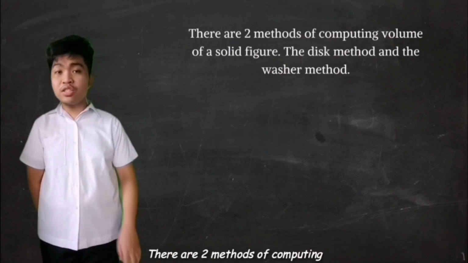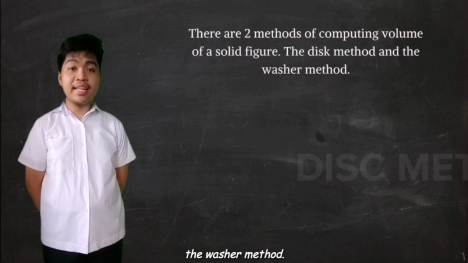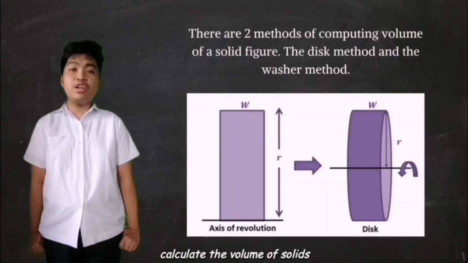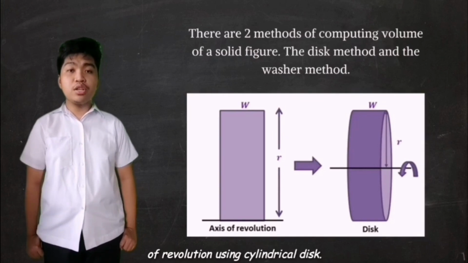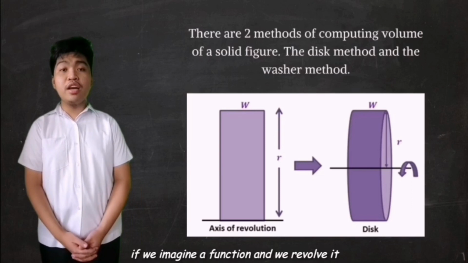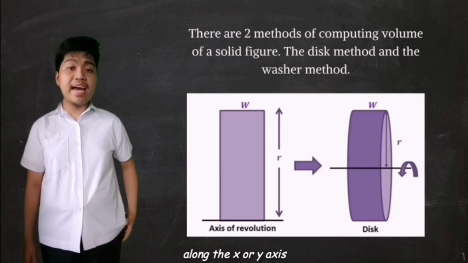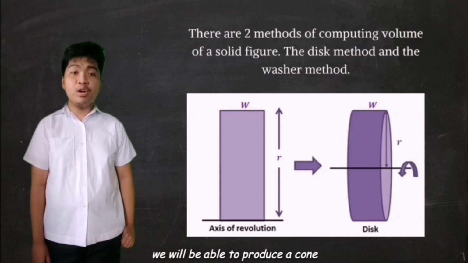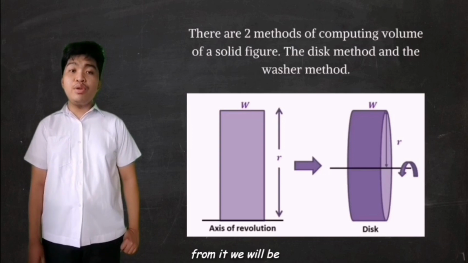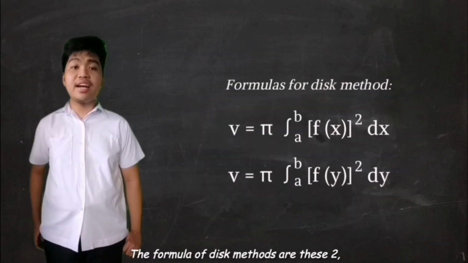There are two methods of computing volume of a solid figure, the disk method and the washer method. The disk method allows us to calculate the volume of solids of revolution using cylindrical disks. It is called disk method because if we imagine a function and revolve it along the x or y axis, we will be able to produce a cone, and if we slice a piece from it, we will be able to produce a disk. The formulas of this method are these two.